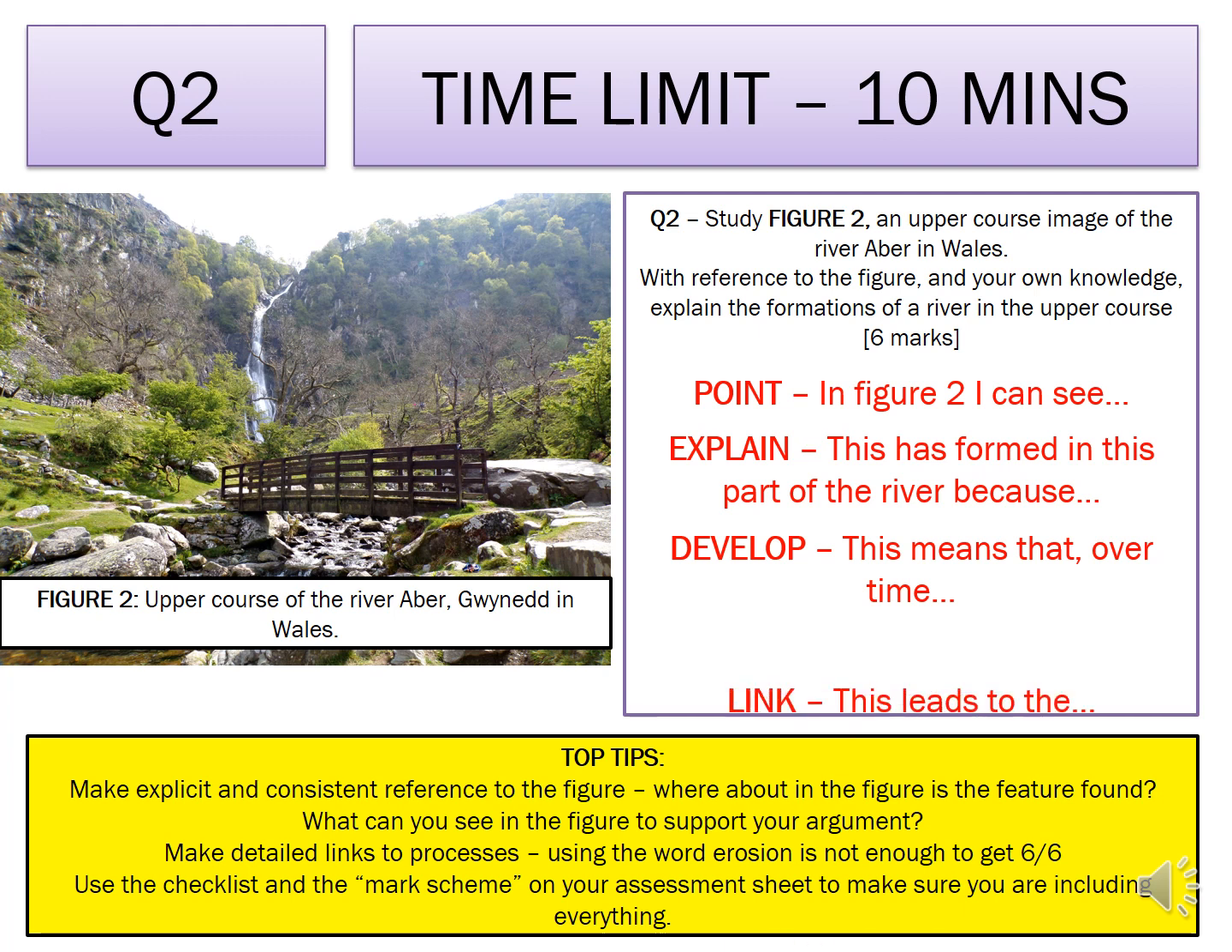And then finally, this leads to what? What is the final product of this whole feature? What happens? Does it stop or does it repeat over time? Anything that you can link it to in terms of the future of this river.